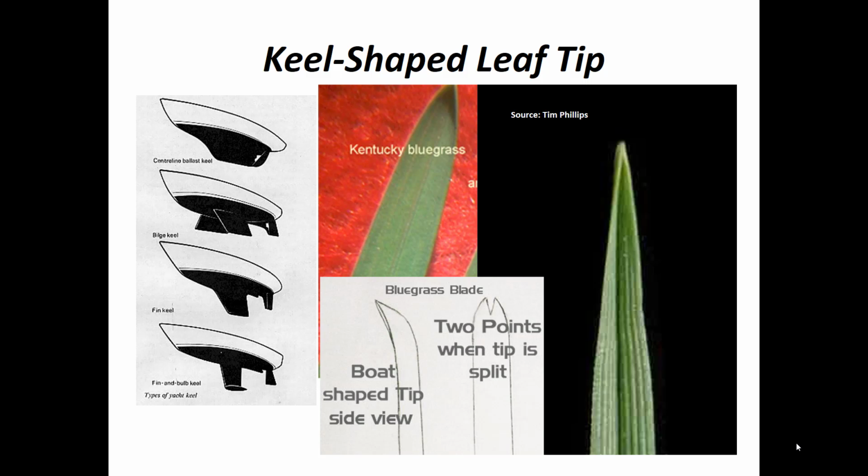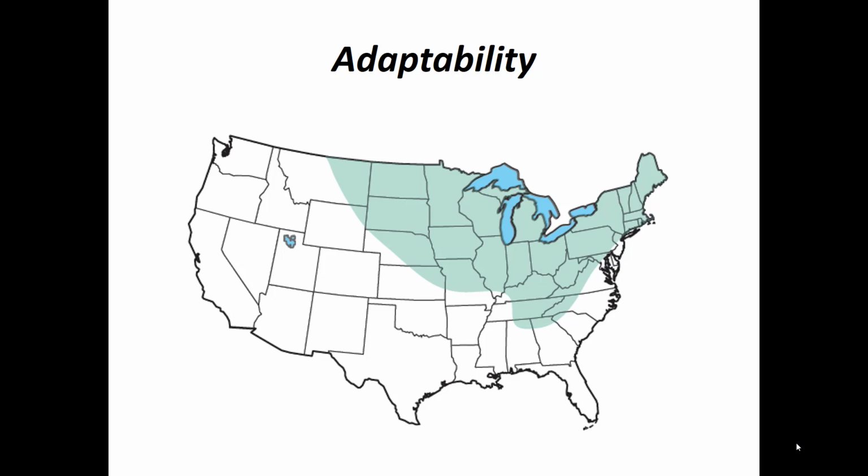This is both some descriptions and drawings and photographs of the boat-shaped tip, or the keel-shaped tip, of the leaf of Kentucky bluegrass. As we said before, the area of adaptation of Kentucky bluegrass is going to be Kentucky, primarily the eastern 2/3 of the state and north, and in the higher elevations of the Appalachian region.